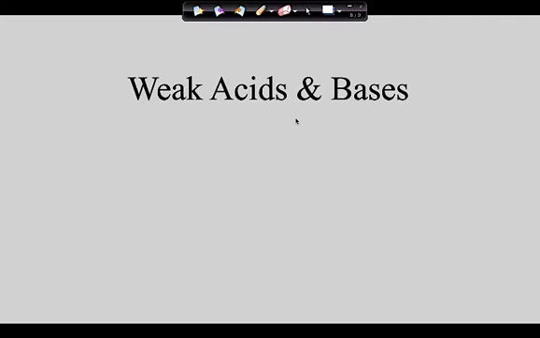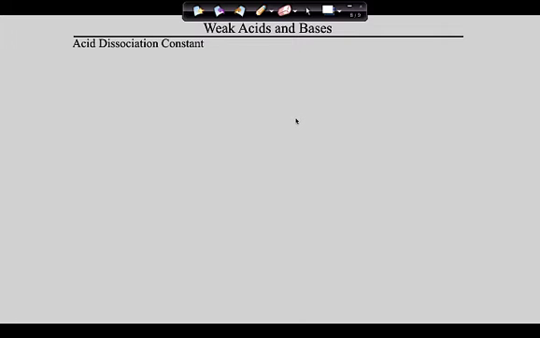So guys, here we go. To get started, we first of all need to talk about something called an acid dissociation constant. So guys, grab your AP equation sheets and let's talk. So we are now done with talking about strong acids and bases. Not done, but we're going to put it aside for a couple days.